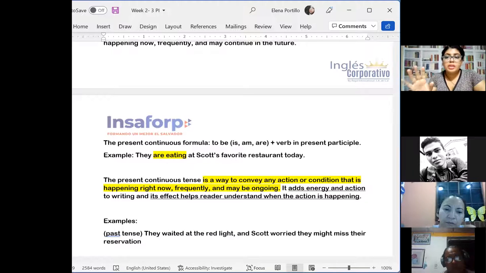Then we are going to express the things that we are doing in this moment. So in this case, we are going to use the present continuous.